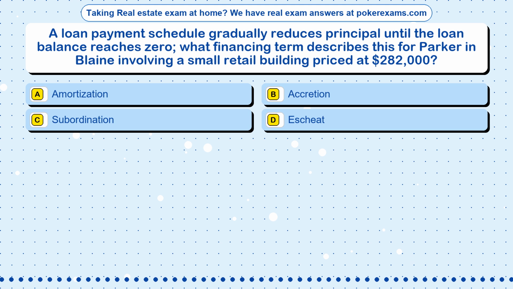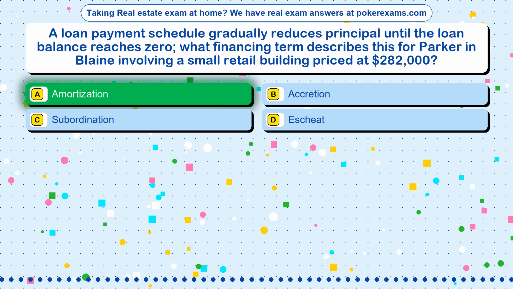Question 81. A loan payment schedule gradually reduces principal until the loan balance reaches zero. What financing term describes this for Parker and Blaine involving a small retail building priced at $282,000? Option A. Amortization. Option B. Accretion. Option C. Subordination. Option D. Escheat.